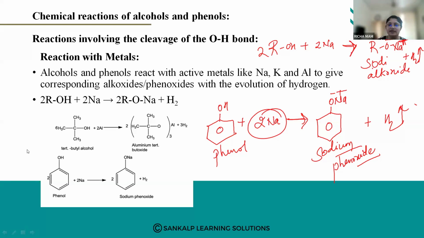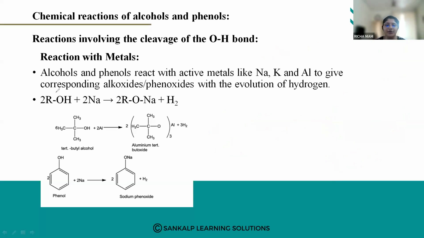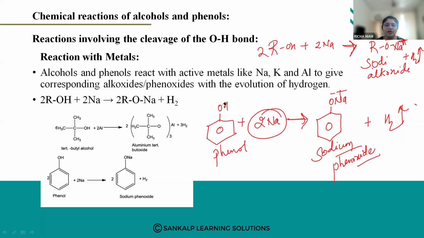So let us take examples now. Here, in this reaction, you can see that the OH bond is broken. Where is this OH bond? This is the OH bond, right? You can see that the OH bond is broken and the ONa bond is formed. Here also the OH bond is broken and the ONa bond is formed. So this is the first type of reaction, where the breaking of the bond takes place at the OH bond. Fine.